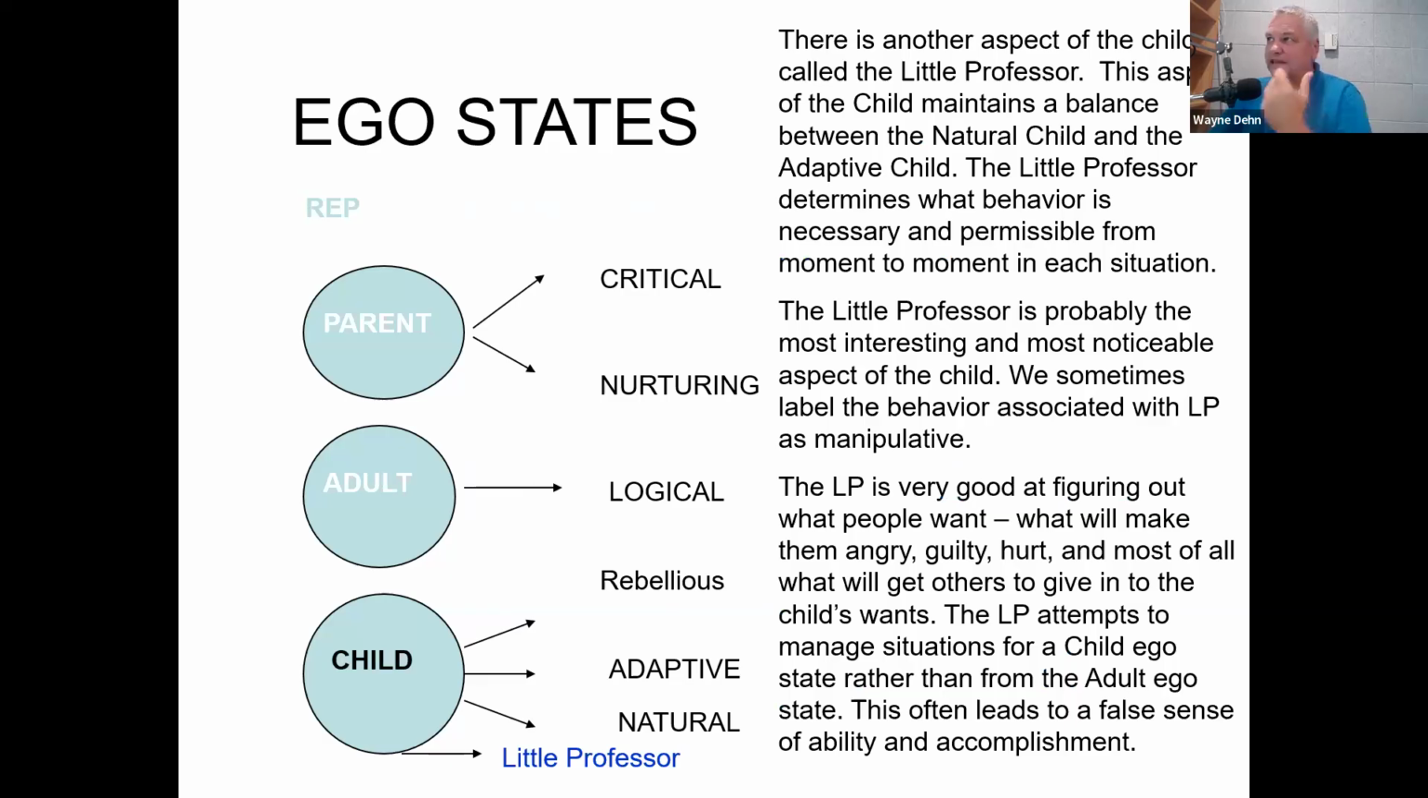The best way to explain that is the little professor is us coming up with manipulative or sneaky ways of doing something different. It's not always bad, but the little professor in us is very good at figuring out what people want. The story I use is little Johnny. He's 5 years of age and goes up to mommy and says, "Mommy, can I have a cookie?" And mom says, "No, it's 4:30. You see, I'm making dinner. Why don't you go and watch cartoons, and I'll call you when dinner's ready."